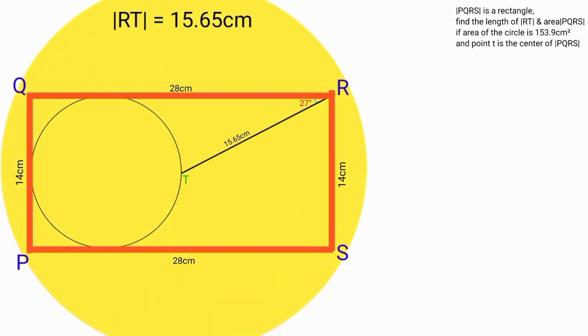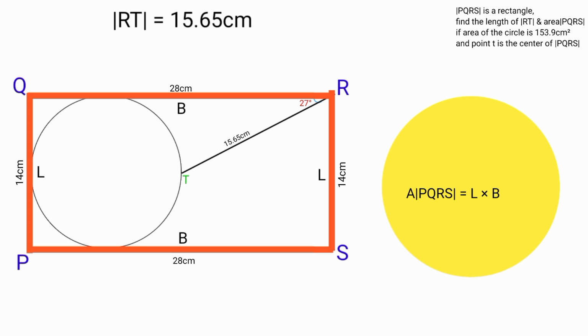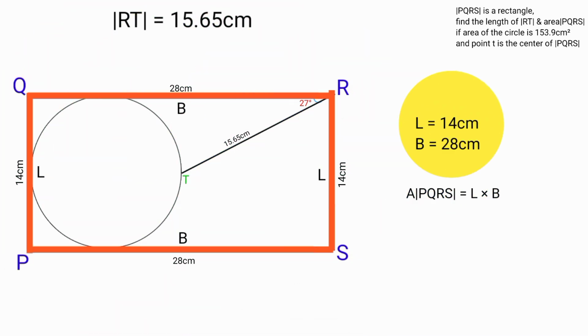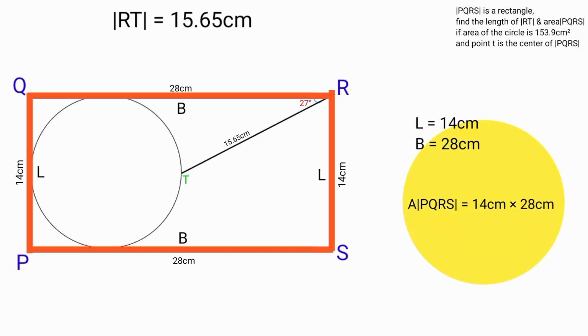Coming back to the area of this rectangle PQRS, the formula for finding the area of a rectangle is length times breadth. From here, we can say L equals 14 centimeters and B equals 28 centimeters. So substituting now, the area of PQRS equals 14 centimeters times 28 centimeters, which equals 392. So we find the area of PQRS to be 392 centimeters squared.